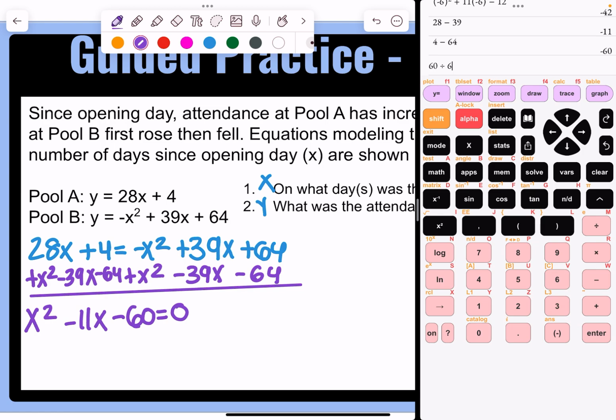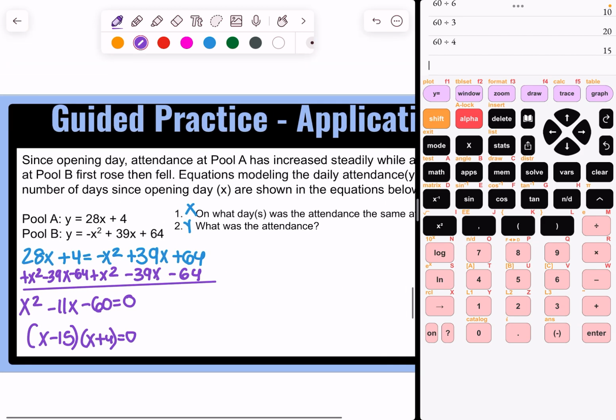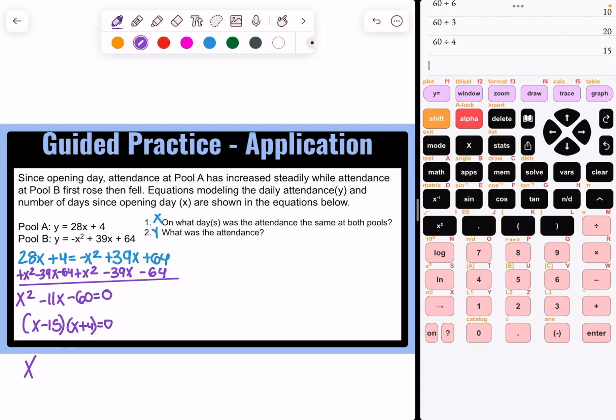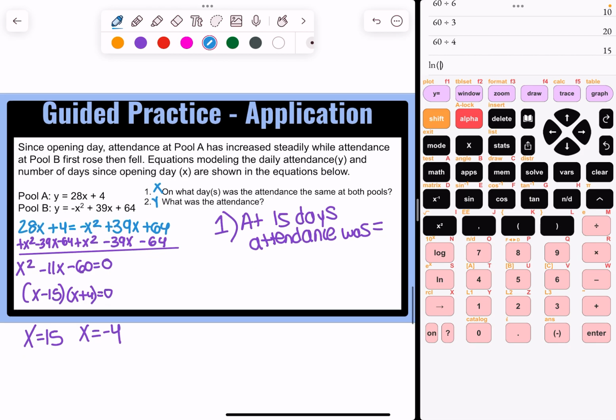All right, now we need to find out what could work for this. 6 and 10, let's see, 3 and 20, 4 and 15. Let's do x minus 15 and x plus 4. That means, on what days was the attendance the same? Well, first let's fix this. x equals 15 or x equals negative 4. Well, days can't be negative, so that's not going to work. So our answer for number 1 is at 15 days, attendance was equal.